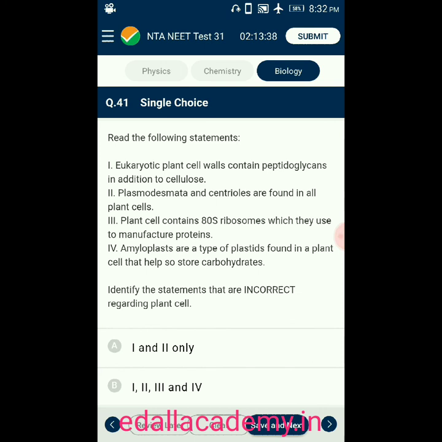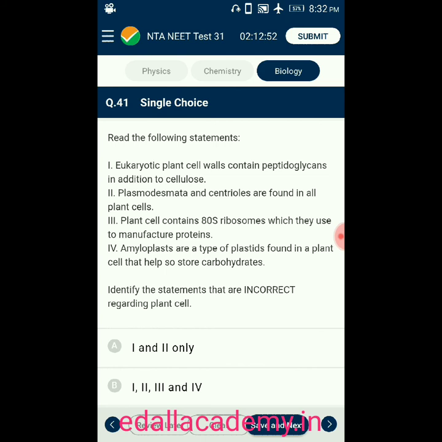Question number 41. Read the following statements. From the given 4 statements, identify the statements that are incorrect regarding plant cell. Plant cell has cell wall that is primarily made up of cellulose but does not have peptidoglycan. Rather, peptidoglycan is found in the cell wall of prokaryotes like bacteria. Plasmodesmata is the feature in plant cells enabling connection between cells and supporting transport, whereas centrioles are the characteristics of animal cells, useful in the process of cell division.